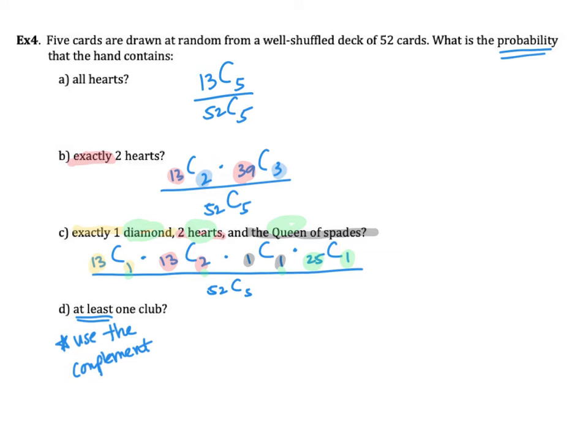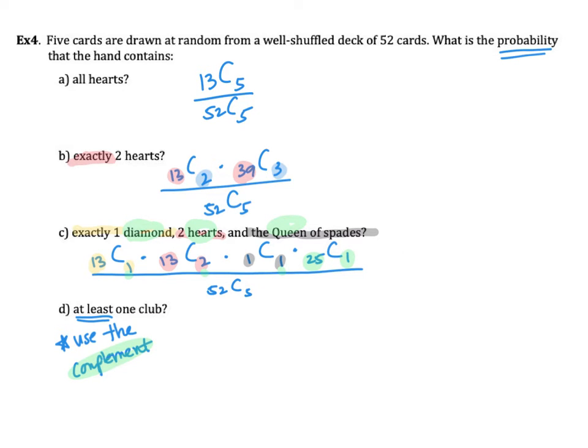There's only 25 cards left to choose from. It can be any of those 25 cards. And there's one that we're going to choose, and that's divided by 52 choose 5. So that was a little trickier. And letter D is definitely a little trickier, and you need to be thinking about the complement.